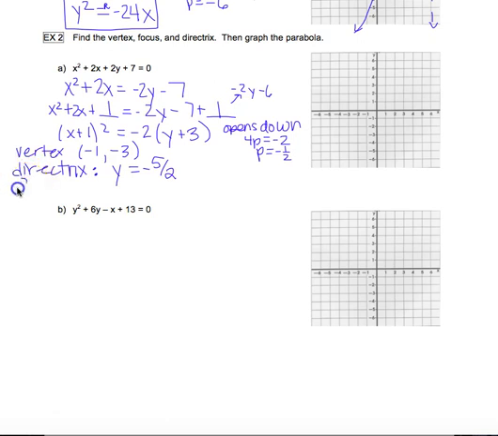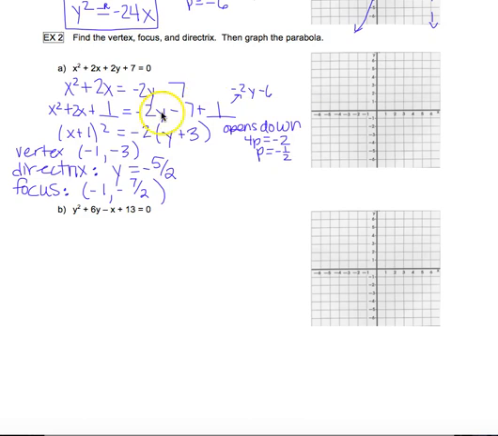My focus, remember, is always on the inside of the parabola. So whichever way it opens, that's the direction you go from the vertex to get to the focus. In this case, I'm going to go a half unit down to get to the focus. So negative 3 minus a half is negative 3.5, which is negative 7/2. It has the same x coordinate, so negative 1, negative 7/2.